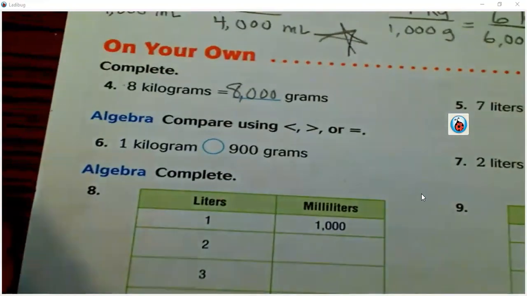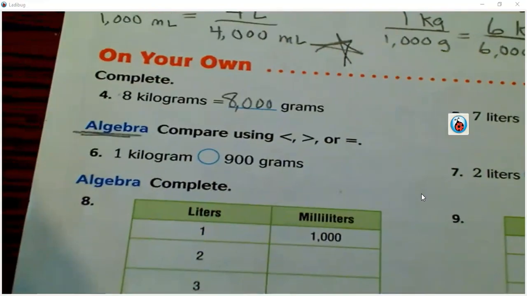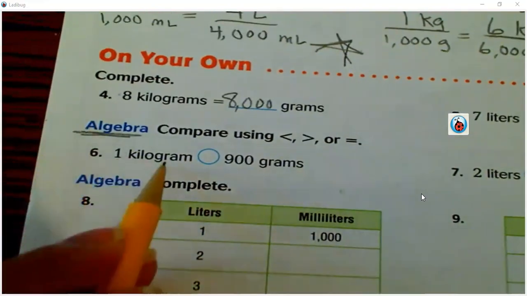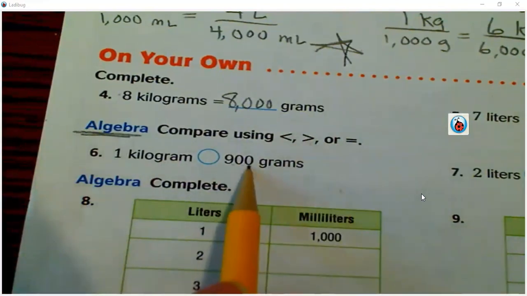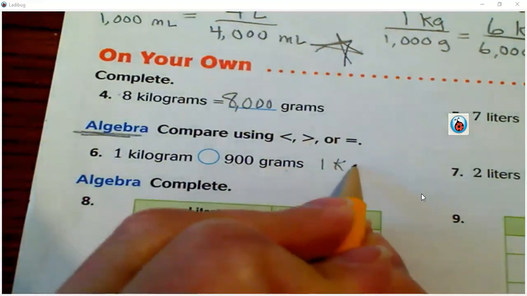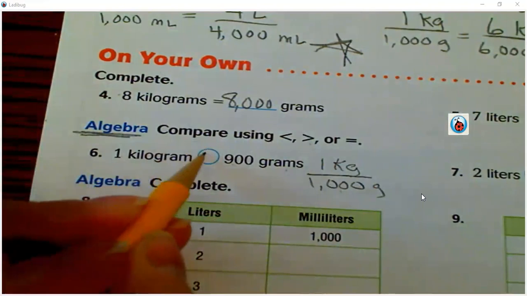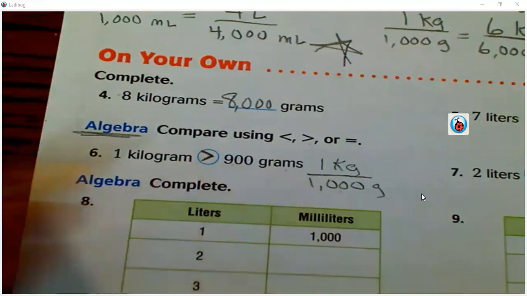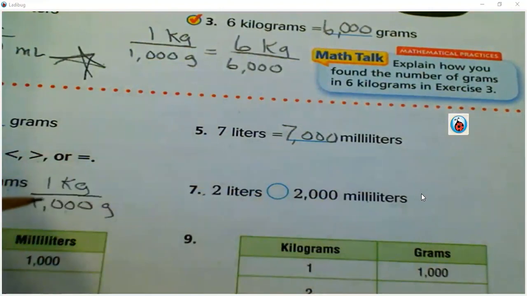How about this? Now we have to compare. This is doing a little bit of algebra. So in other words, we're finding a missing term or a missing symbol. 1 kilogram, is that less than, greater than, or equal to 900 grams? Well, I know that 1 kilogram is 1,000 grams. So 1 kilogram is going to be greater than 900 grams. How about this? 2 liters, 2,000 milliliters. I know that those are equal.